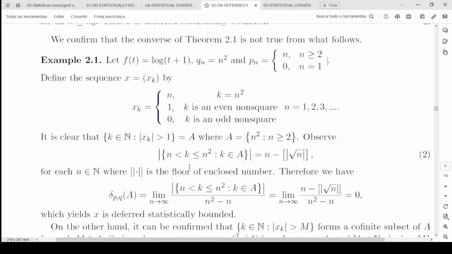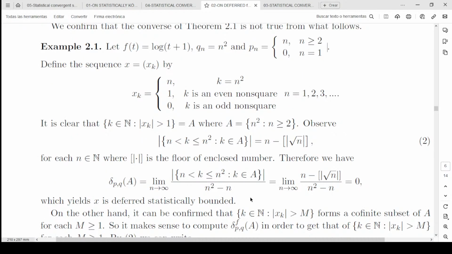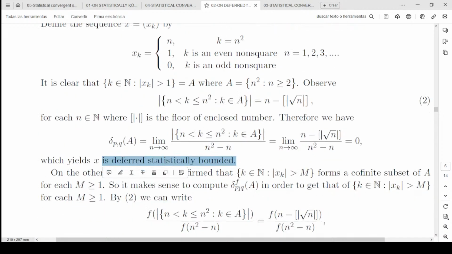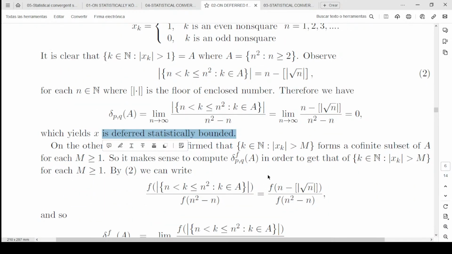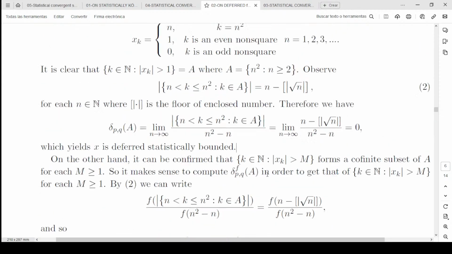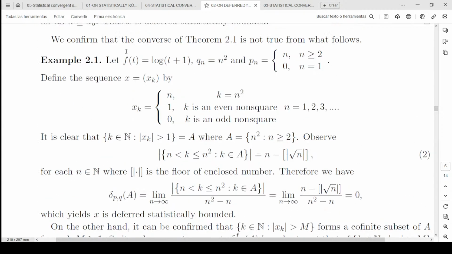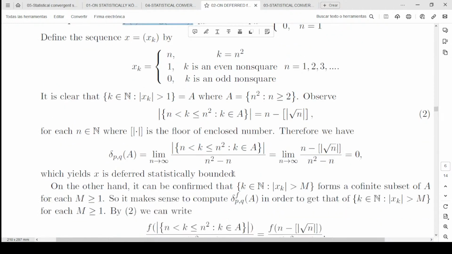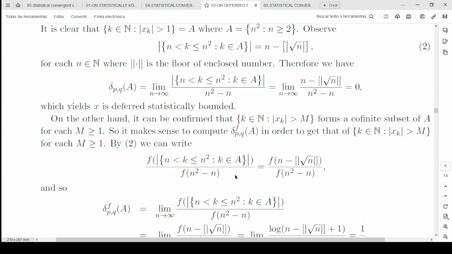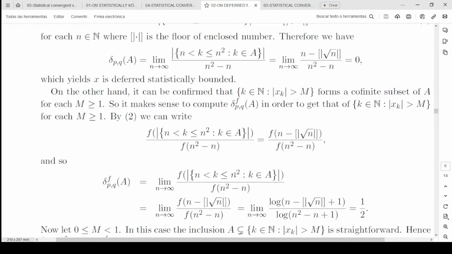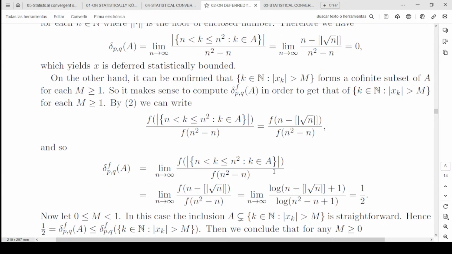And with some computations, we see that x is deferred statistically bounded, but on the other hand, by the help of the function log t plus 1, we show that x is not f deferred statistically bounded.